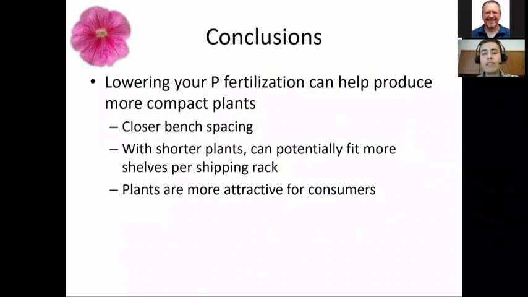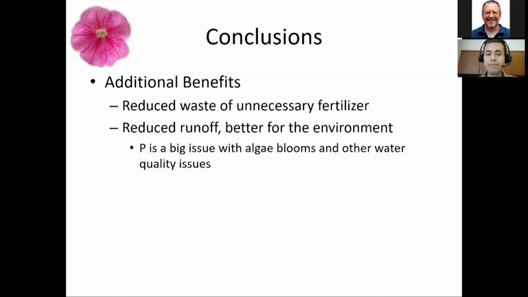But lowering your phosphorus fertilization strategy can help produce more compact plants. And of course, this is really beneficial for the floriculture industry. You can see a number of economical benefits, such as closer bench spacing. When you have shorter plants, you can potentially fit more shelves per shipping rack, which can help you to fit more into a truck. And plants are typically more attractive for consumers when they're more compact.